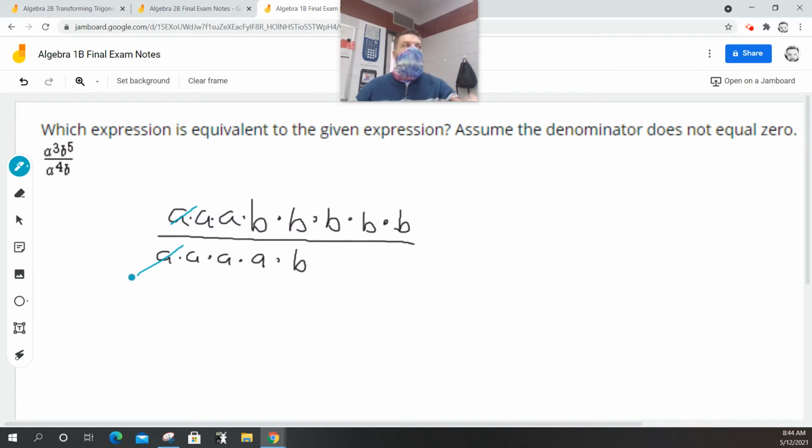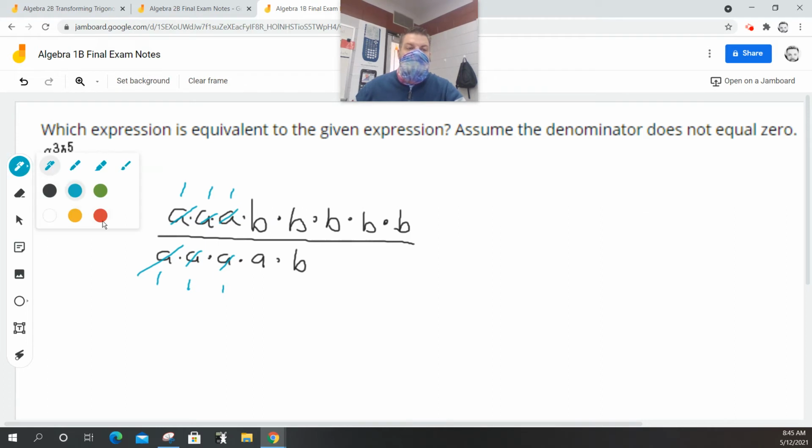What's something divided by itself equal? What's 3 divided by 3? 1. What's 2 divided by 2? 1. So when we divide something by itself, it reduces down to 1. So all these will reduce down to 1. But if you notice, there's 3 A's on top, 4 on the bottom. So I'm left with 1 A all by itself on the bottom.